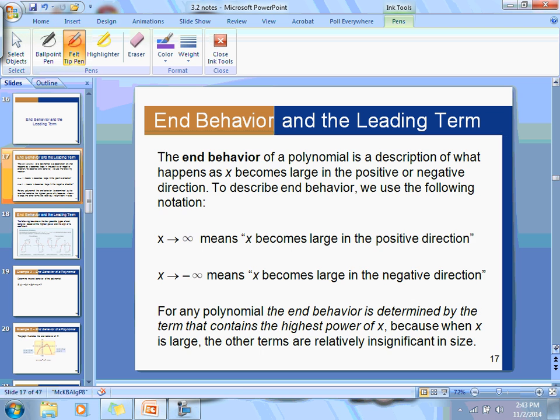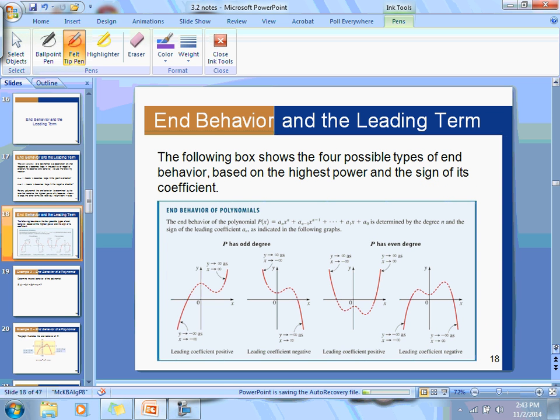So let's take a look at our next slide here, because this has the nice chart that shows the actual end behaviors. And when we're dealing with end behavior, it focuses more on the behavior of the graph on the right end, so as you're going to positive infinity.